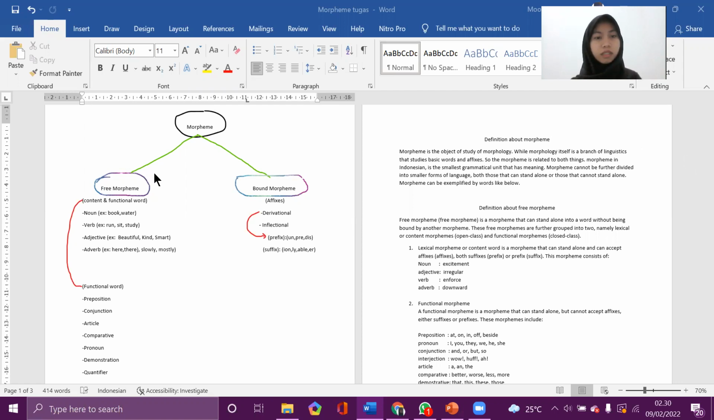So we're going to talk about types of morpheme. There is free morpheme and bound morpheme. So the first is free morpheme. Free morpheme has content word or lexical word and functional word. So the first is content word or lexical word, and the types of content or lexical word are noun, verb, adjective, and adverb. Before that, I will explain about noun.